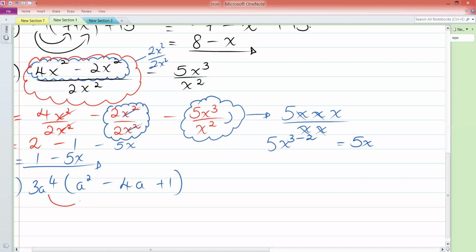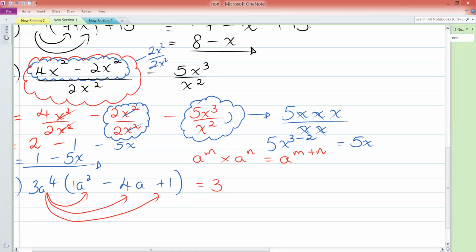We're going to distribute the first term into each term inside the brackets. So what do we do when you multiply bases which are the same? Remember, this is one of our laws of exponents. It's a to the power of m multiplied by a to the power of n gives me a to the power of m plus n. So 3 multiplied by the invisible 1 here, you're just going to get 3. Then a to the power of what? What's 4 plus 2? So 6.